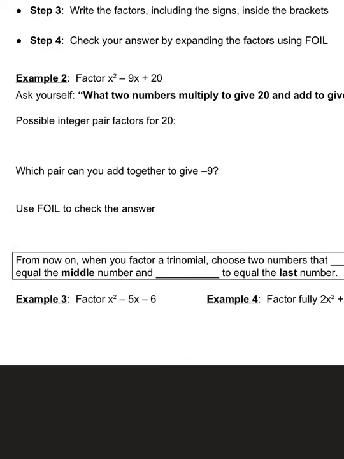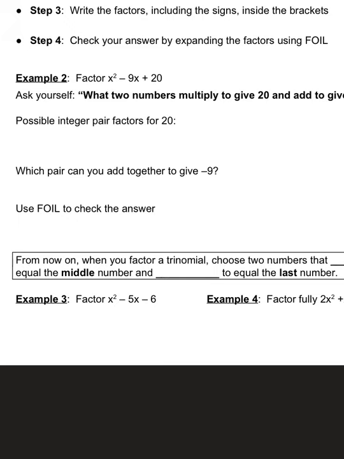So yesterday we were looking for two numbers that multiply to that last term, the term that doesn't have an x in it, and two numbers that add to the middle number. And once we found those, we put them in brackets, and then we said that that is how it's factored.